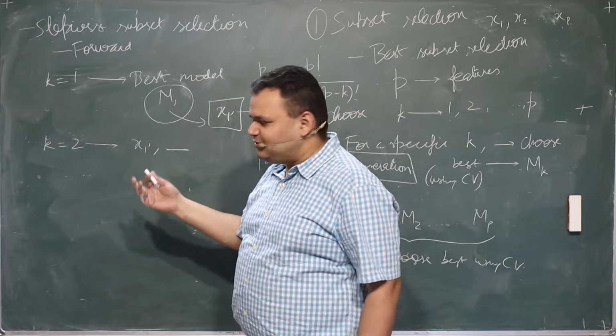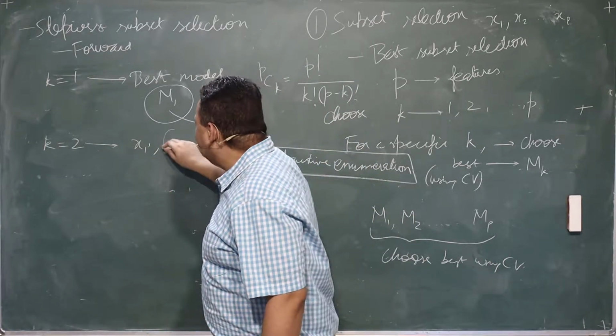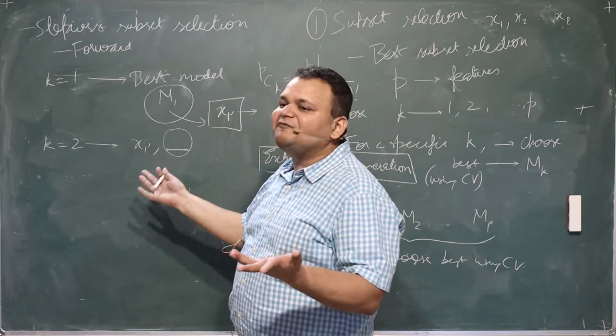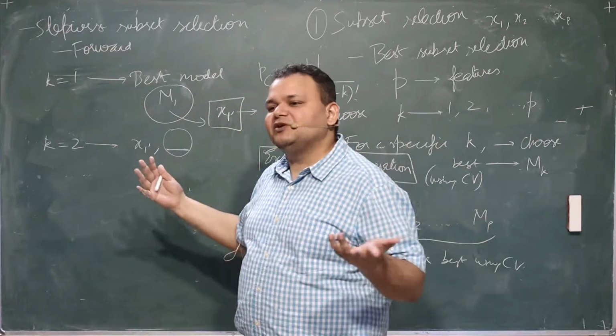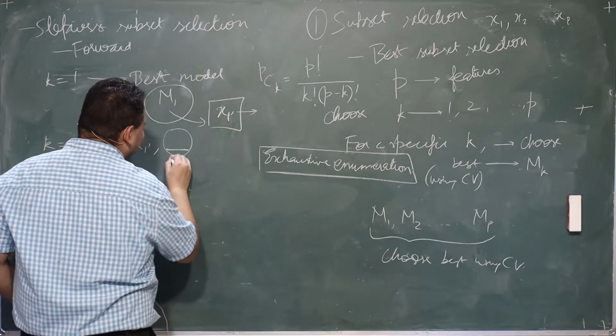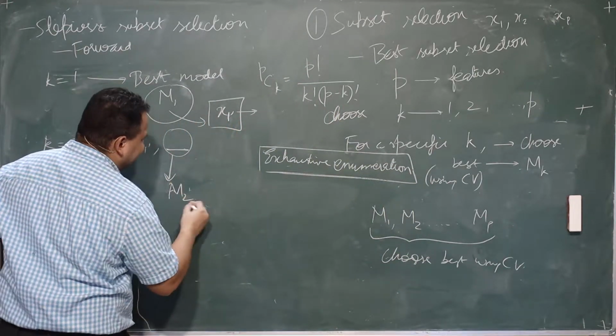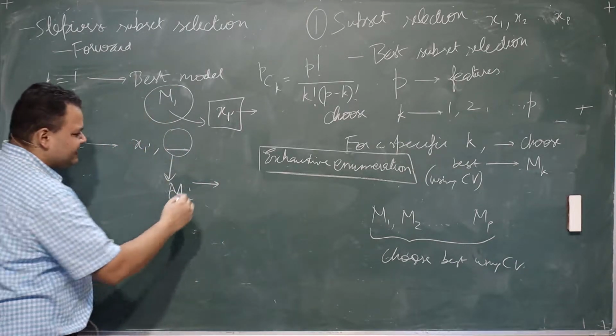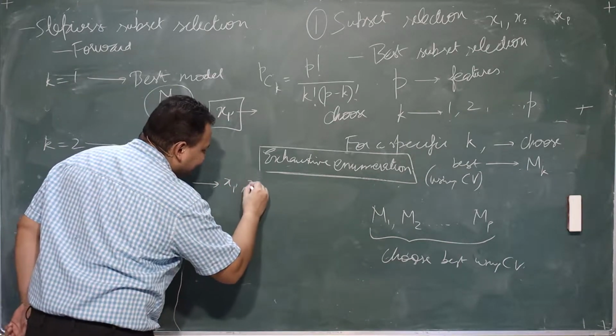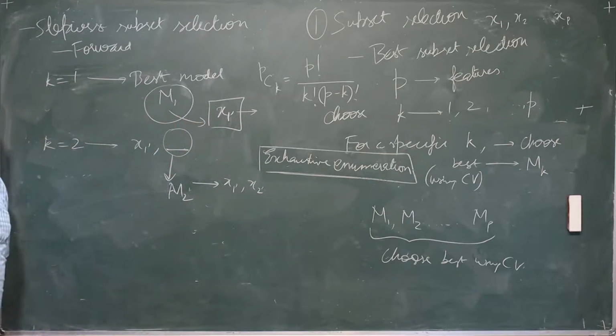P minus 1 features. Out of those P minus 1 features, you will add one more feature. You will obviously now have P minus 1 models. You will create P minus 1 models and choose the best one out of them. Once you choose the best one, that model is going to be called M2, and the features of that particular model M2 are going to be x1 prime and x2 prime.